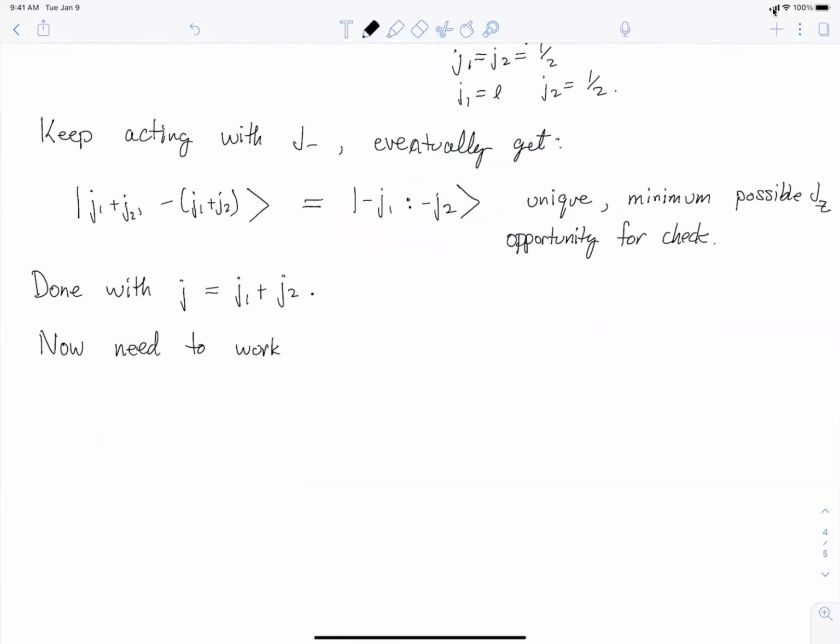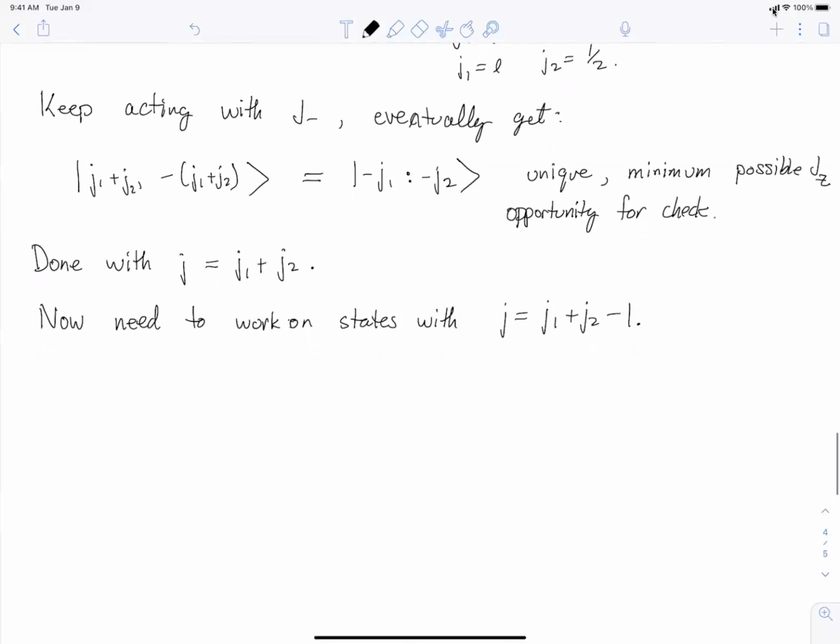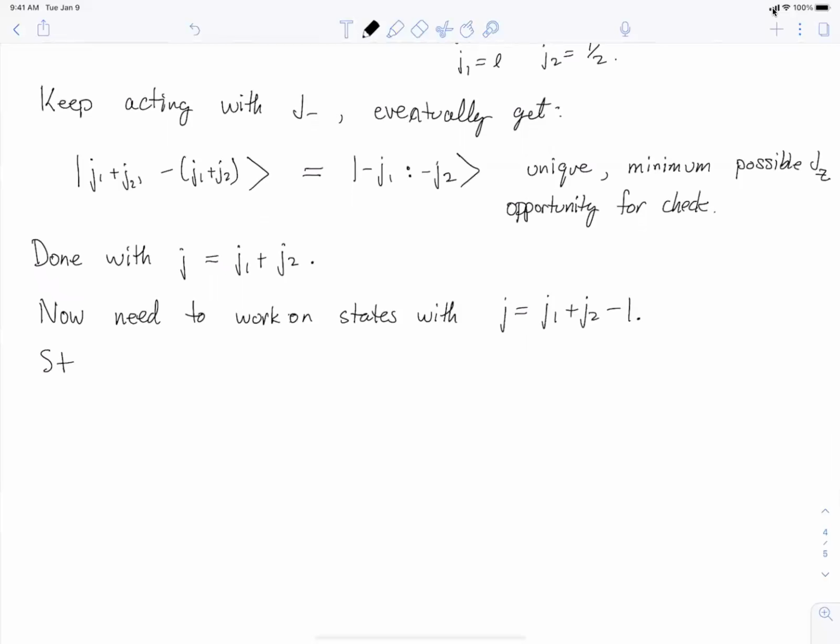Okay, but now we need to work on states with J equals J1 plus J2 minus 1, which is the next lower combination. And to do that, we're going to start with the maximum M, just like we did before. But now the maximum M that you can have is not J1 plus J2, it's going to be J1 plus J2 minus 1.